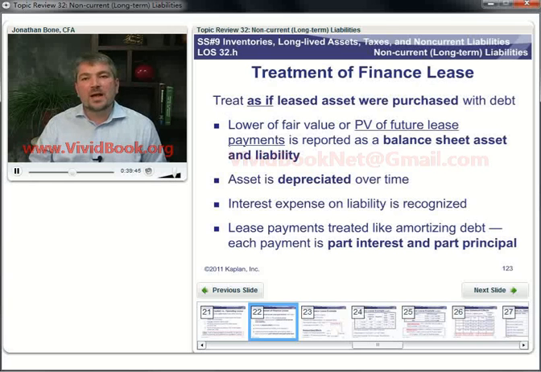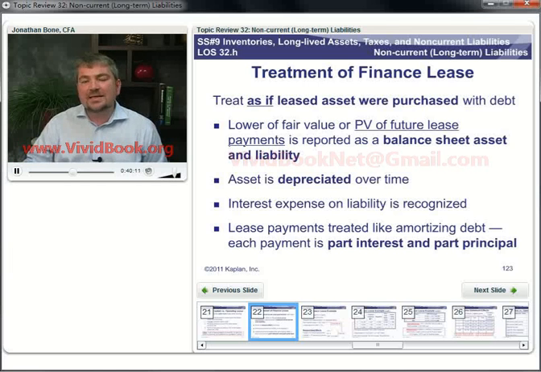So we're going to record an asset and we're going to record a liability. Now, essentially, we're going to record the asset and liability at the present value of future lease payments. Well, it's actually the lower of fair value or present value of future lease payments, essentially. Typically, it's recorded at the present value of future lease payments. And we record that as an asset and a liability in our financial statements.